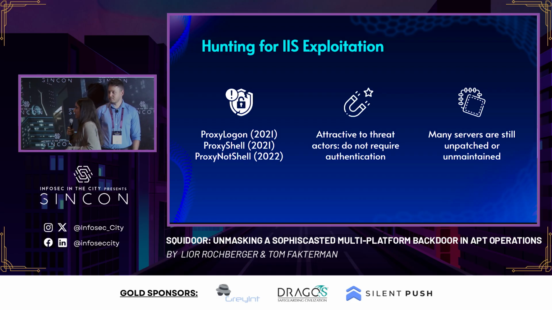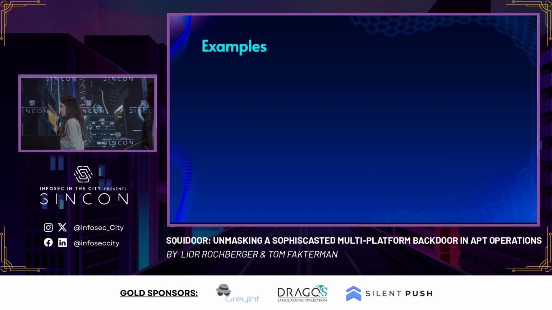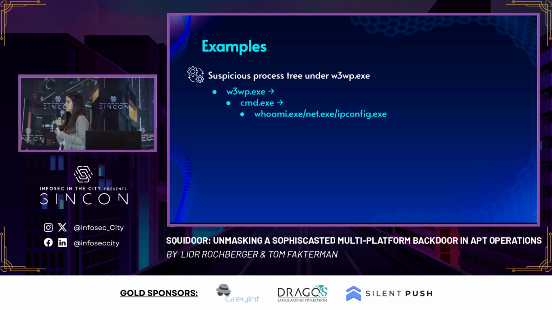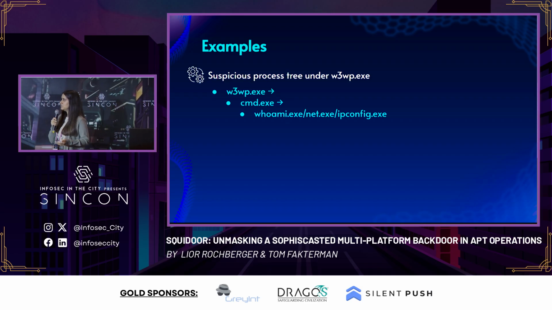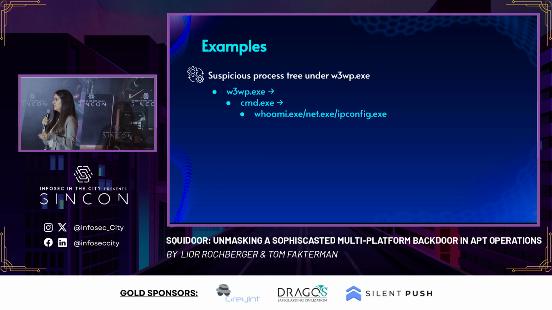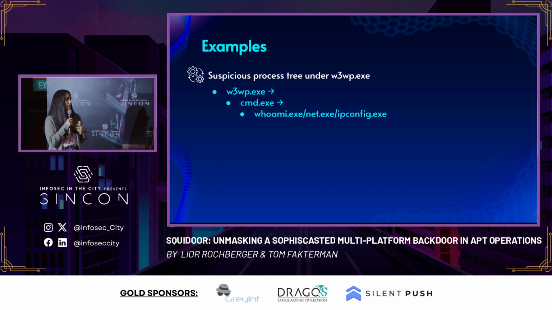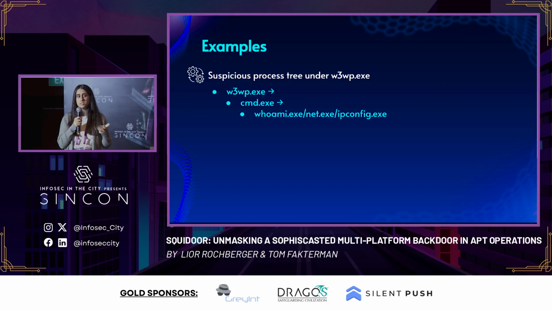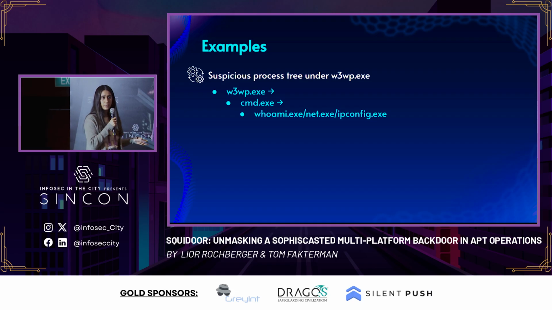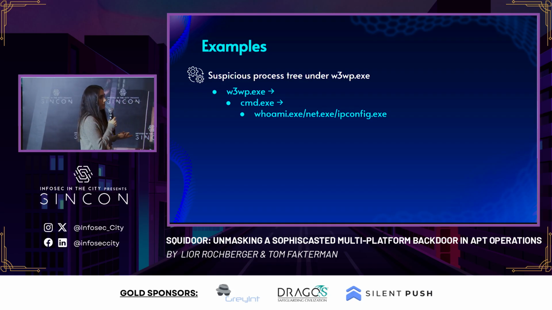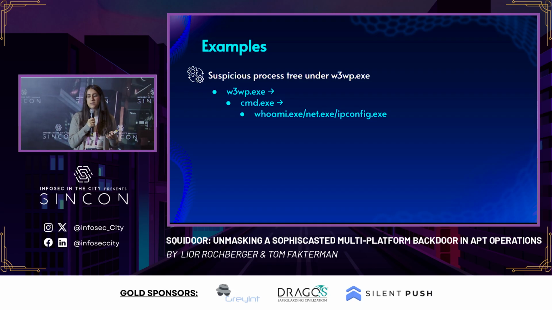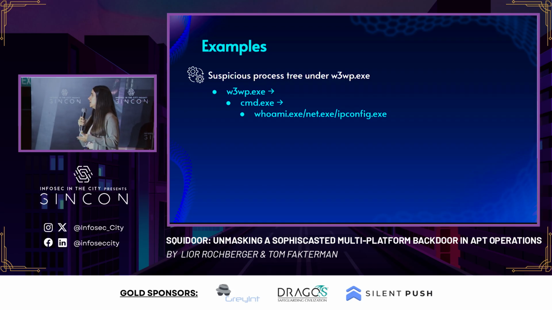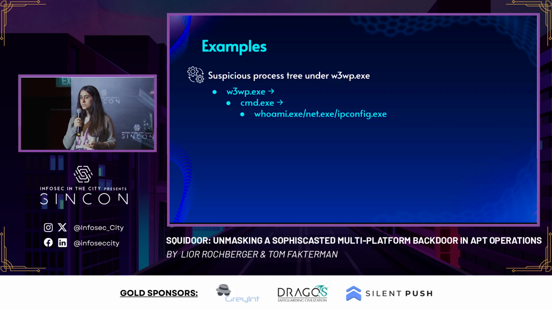And now let's see some examples of how we perform this hunting. First, we look for suspicious process trees under W3WP, the IIS worker process. A pattern that we watch for is something like W3WP spawning some sort of a shell, for example cmd.exe, that spawns suspicious commands, such as reconnaissance commands. And this type of activity usually indicates an attacker has gained access and is now trying to understand the network topology.